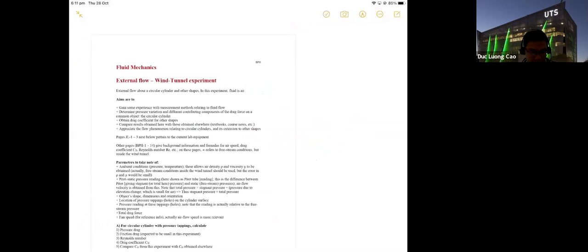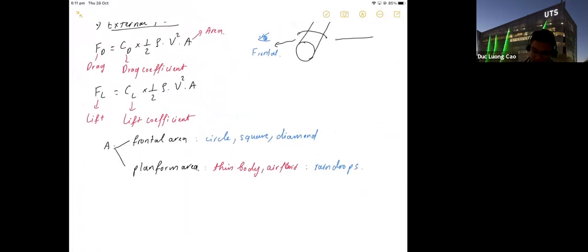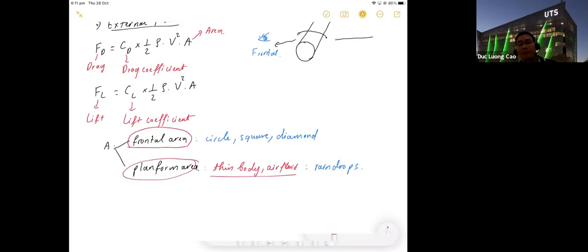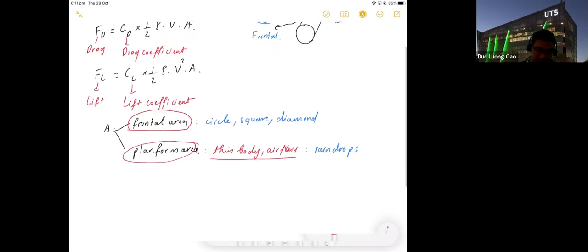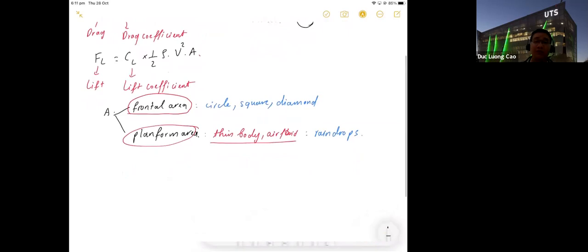This one is the lab 2. So here you use frontal for almost all objects, but the platform will be used for thin body and airfoil. About the area, same for drag and lift. And CL and CD are the lift coefficient and drag coefficient.